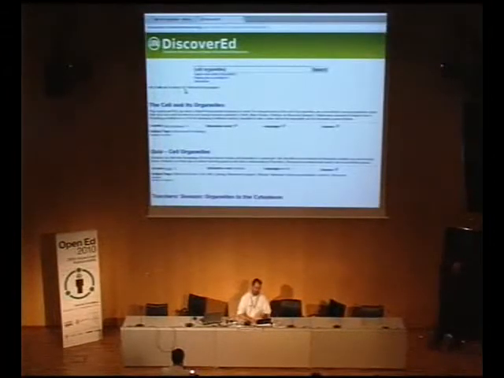Discover Ed is really an experiment that we've been building to test some of these ideas and get some experience with how this might work. This is an example search for cell organelles again. It looks a little different these days. There are about 400 results, and I don't know that those are the best 400 results or a complete list of the educational resources on cell organelles. But it's a much more tractable list, and these are things that people have specifically said are educational.